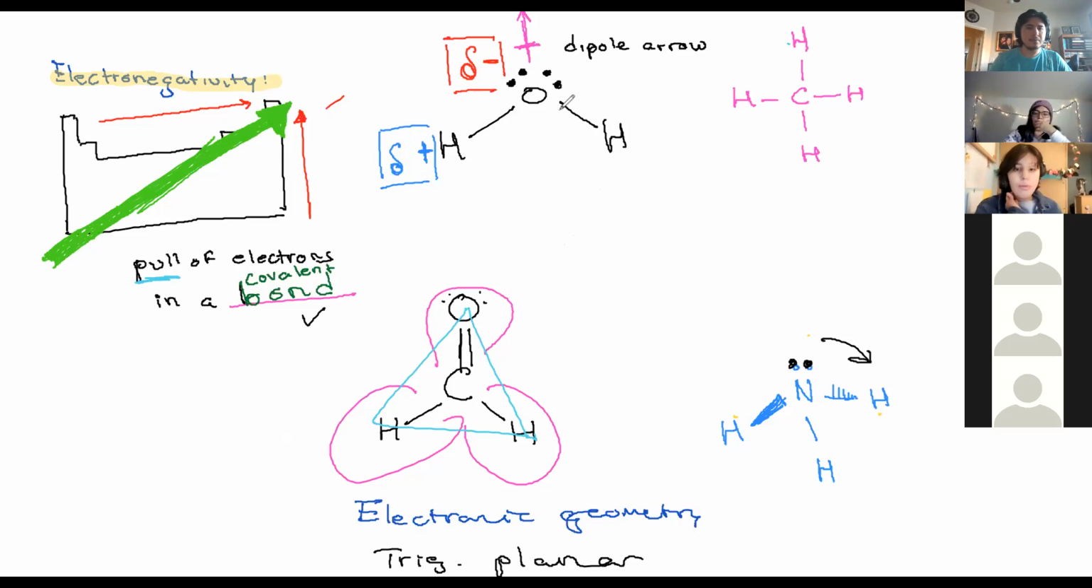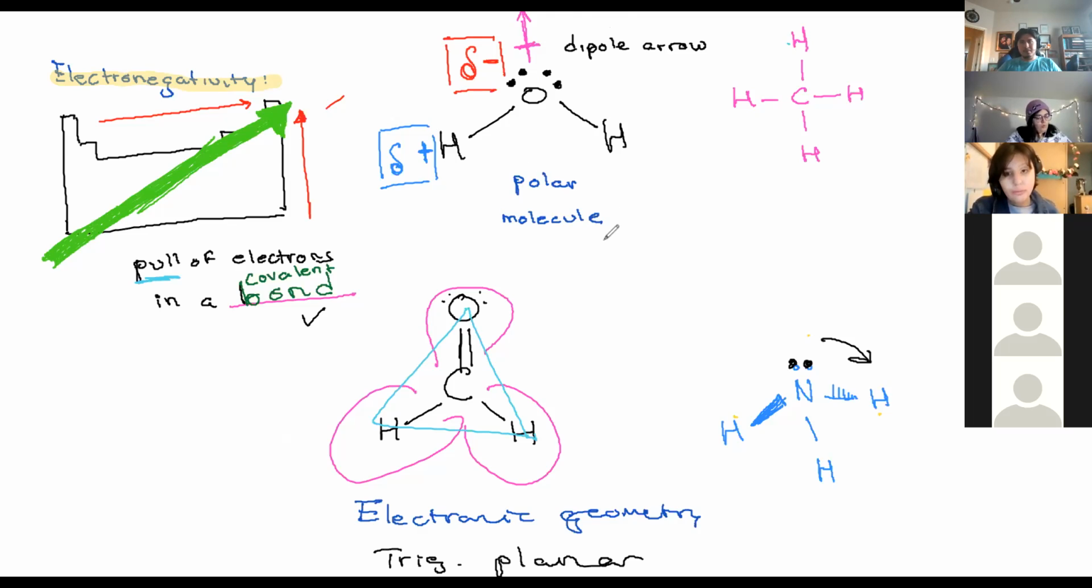So if this dipole is not canceled in any way, remember I told you guys that dipole arrows are kind of like vectors. If you are familiar with physics, you might know that vectors, if they're in the opposite direction and they have the same magnitude, cancel each other out. But if you don't have anything canceling out this dipole, then this is going to make it a polar molecule.